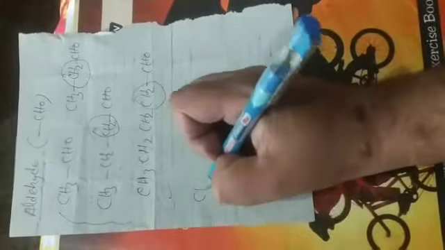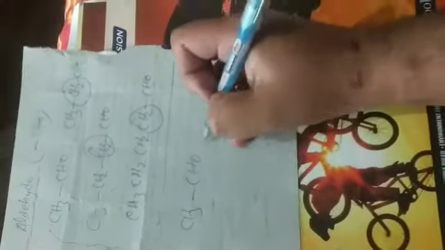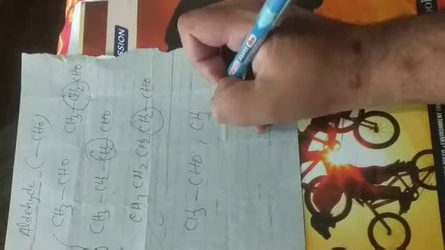Suppose the series is CH3CHO, then CH3CH2CH2CHO. In this series a C2H4 unit is increased. This is not a homologous series.